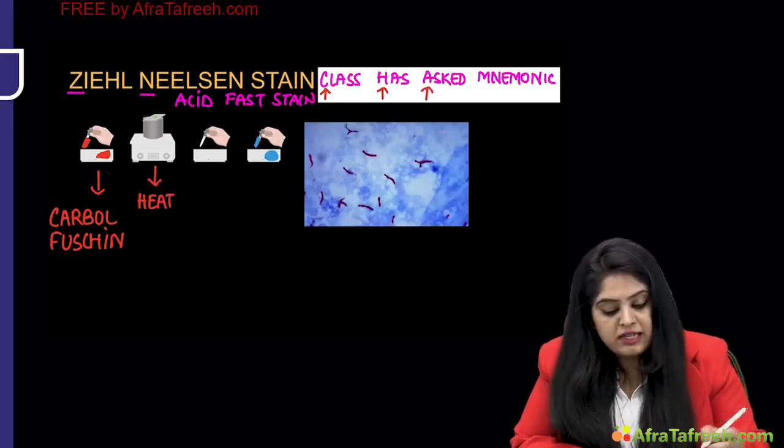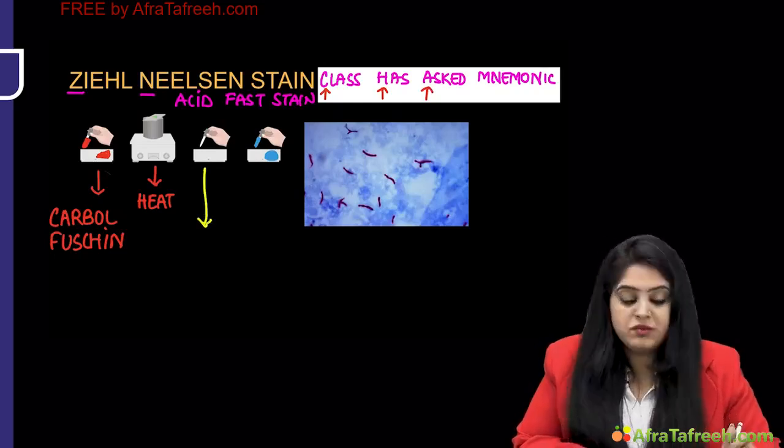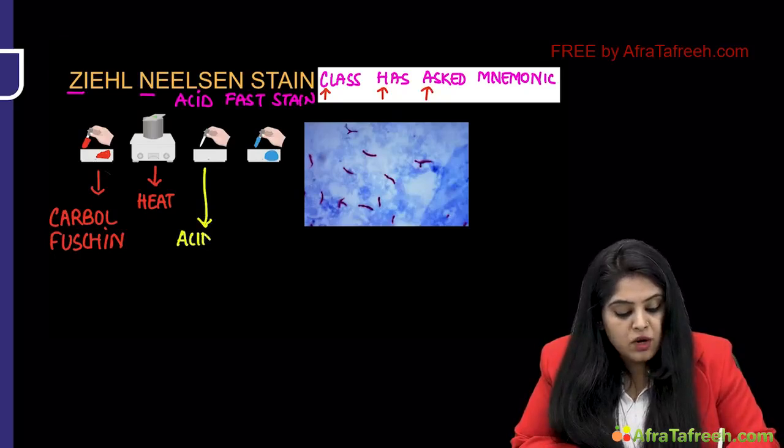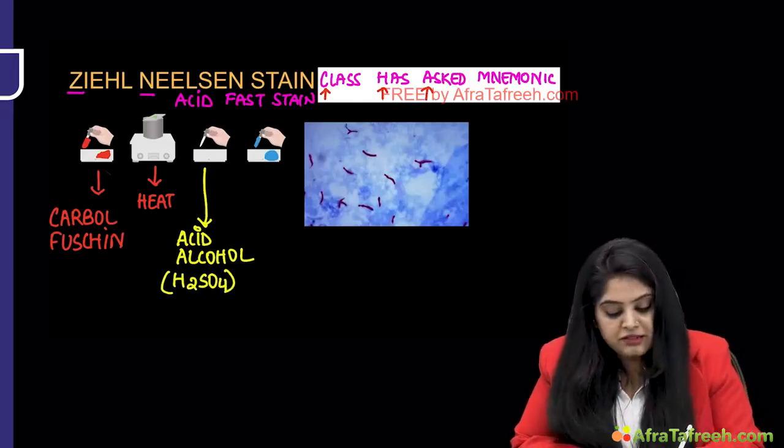The third one is A. Remember, these A and D colorizer steps are always very famous. So what are you adding over here? Usually we add acid, or we add a mixture of acid alcohol. And the most common acid used is sulfuric acid, that is H2SO4. And finally, the last step of the mnemonic.